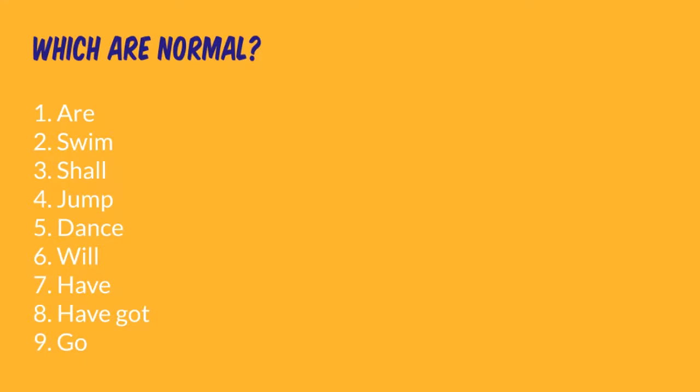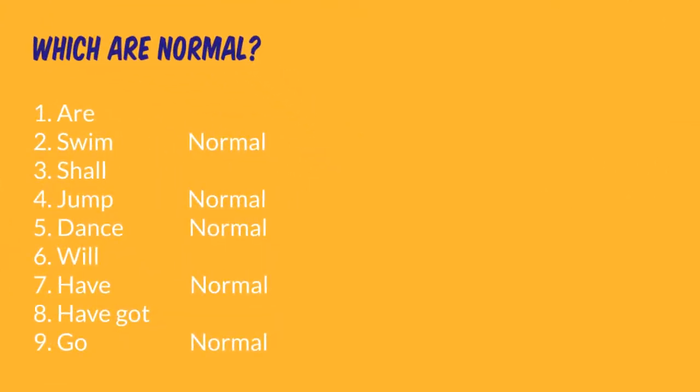You have started me again, so I assume that you thought about it. Let's have a look at the answers for this one then. So the normal verbs were 2, 4, 5, 7, and 9. The other ones are all on the list of special verbs: are, shall, will, and have got, and therefore those are special.